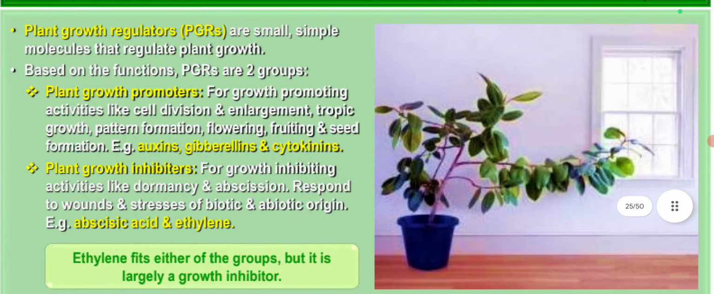So there are 5 plant growth regulators. Auxin, gibberellin and cytokinin are plant growth promoters. They promote plant growth, while abscisic acid and ethylene are plant growth inhibitors. Ethylene fits either group, but it is largely a growth inhibitor.